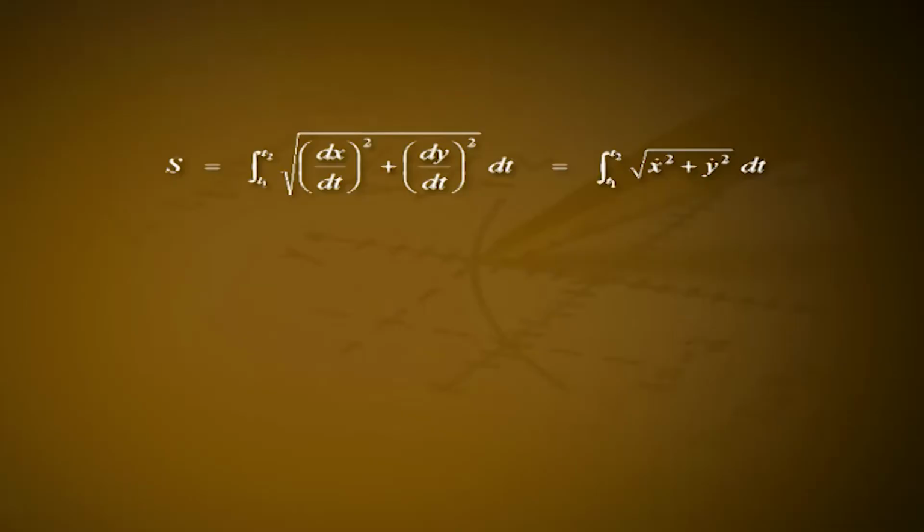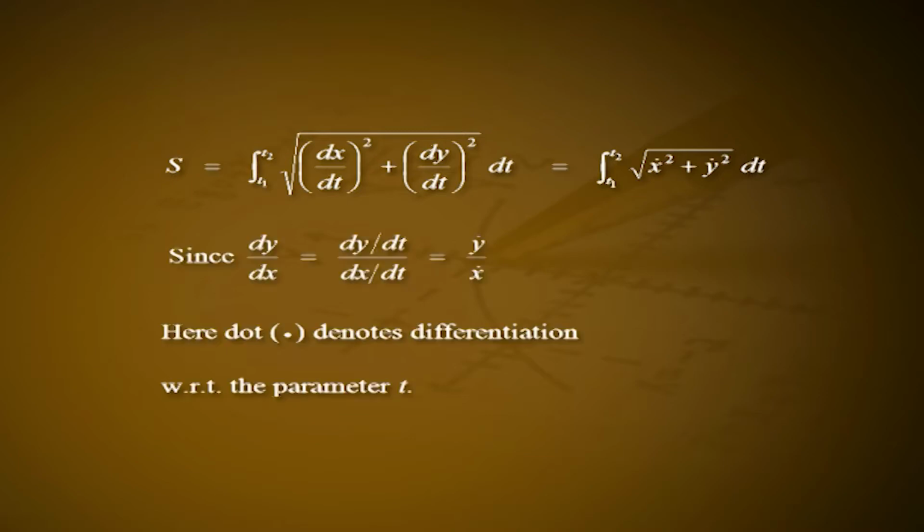Parametric form. When the equation of the curve is in the parametric form x = x(t), y = y(t), with parameter t varying from t1 to t2, then S is equal to the integral from t1 to t2 of the square root of (dx/dt)² + (dy/dt)² dt, which is equal to the integral from t1 to t2 of the square root of ẋ² + ẏ² dt, since dy/dx is equal to dy/dt divided by dx/dt, which is equal to ẏ/ẋ. Here dot denotes differentiation with respect to t, the parameter.